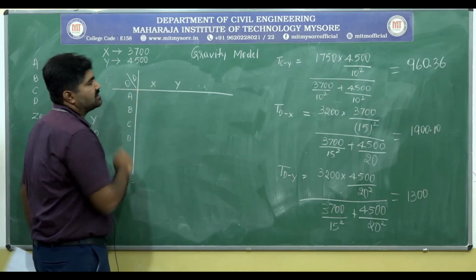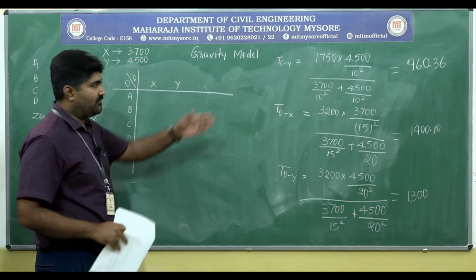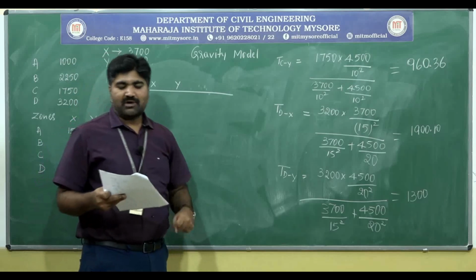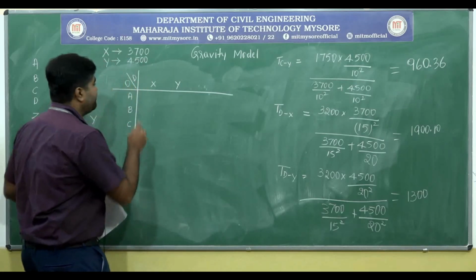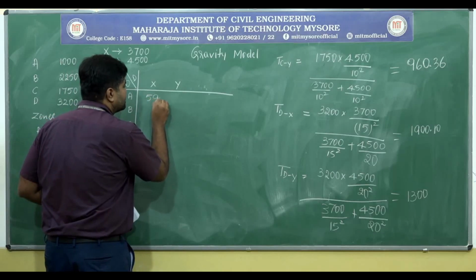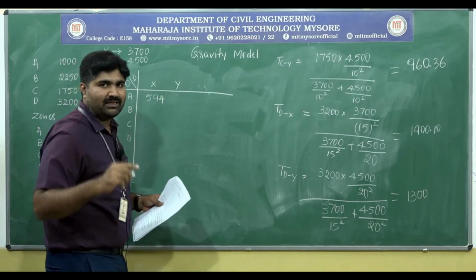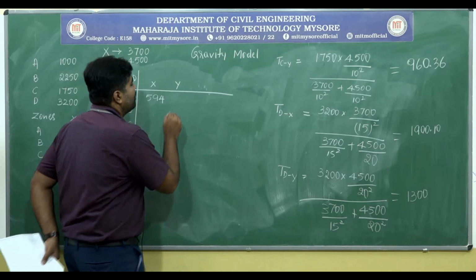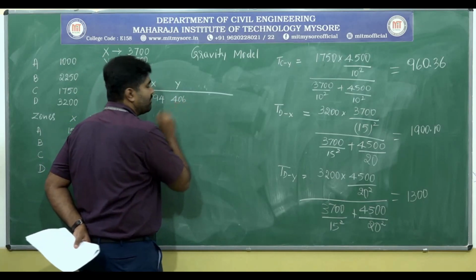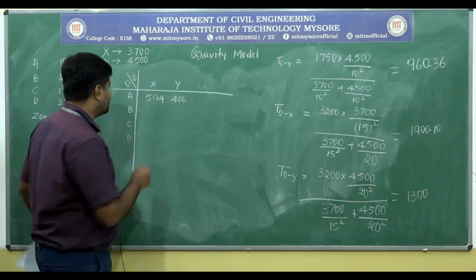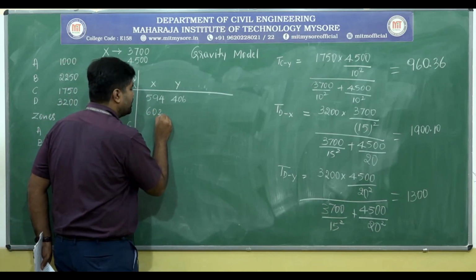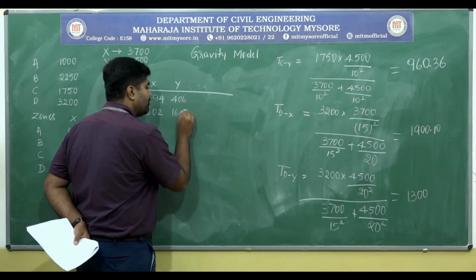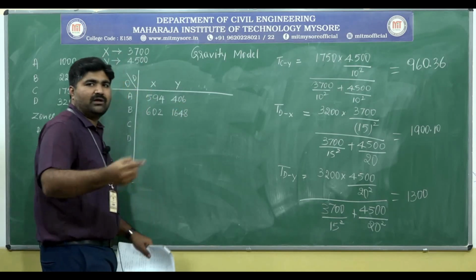From A to X we got 594. Now the values we calculated should be tabulated here. Check it. For A to X we got 594, you have written it, check it. For A to Y we got 406. Next, B to X we got 602. B to Y we got 1648. I am rounding off to the nearest value.